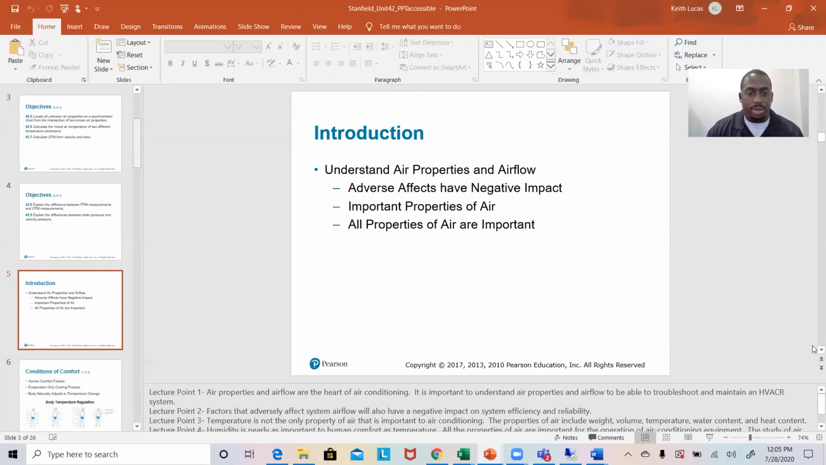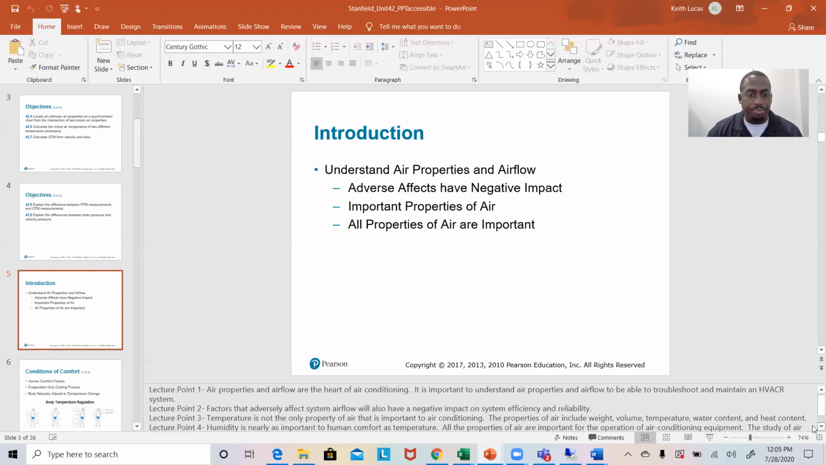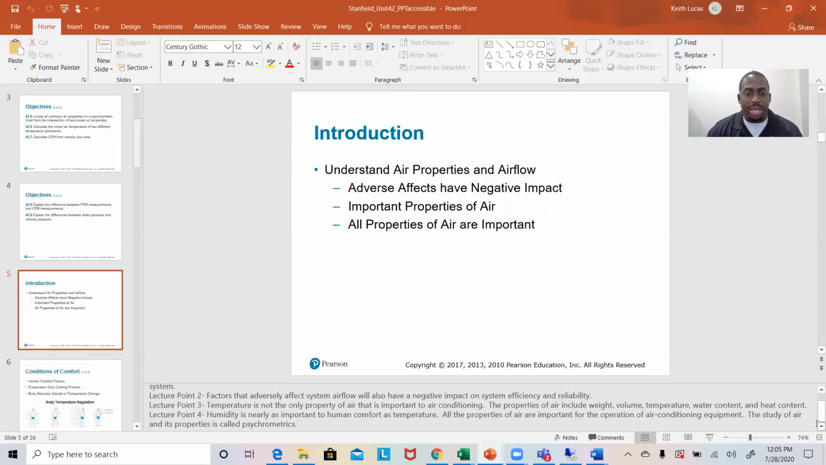Okay, so air properties and airflow are the heart of air conditioning. It is important to understand air properties and airflow to be able to troubleshoot and maintain HVAC systems. Factors that adversely affect system airflow will also have a negative impact on the system's efficiency and reliability.